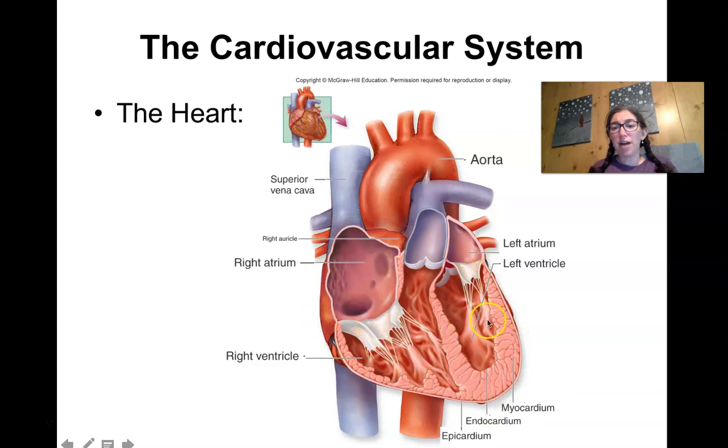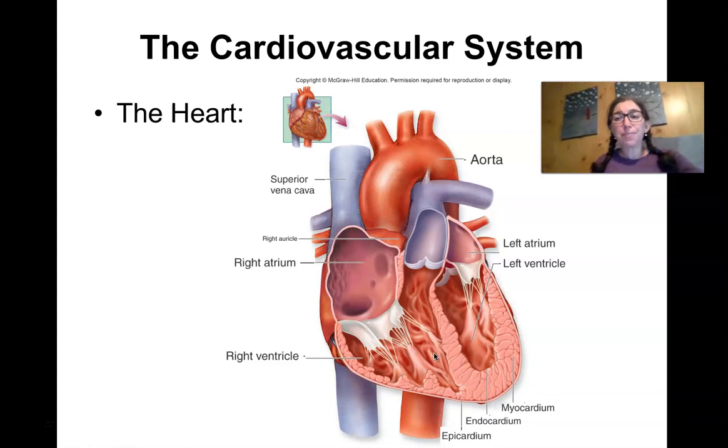The atria are in the top and the ventricles are in the bottom. There's also valves that separate these chambers, and valves that separate the ventricle of the heart from the veins and arteries that leave the heart. So these valves, their purpose is really to control the flow of blood and keep it going in one direction so that you don't get blood sort of gurgling backwards. So it just keeps everything moving in a forward direction.